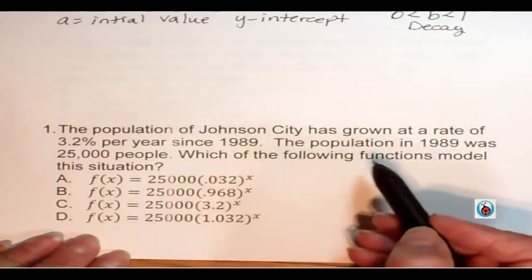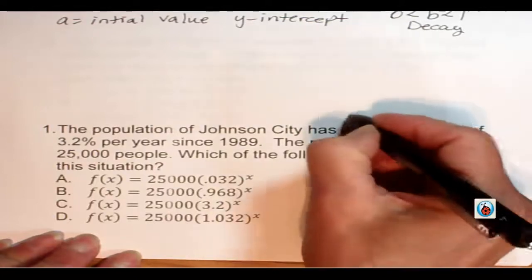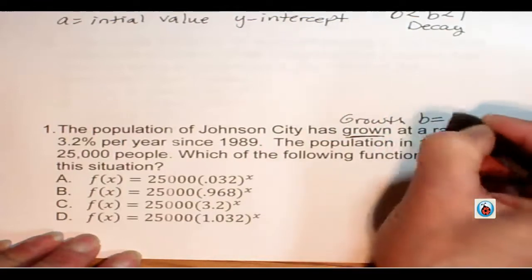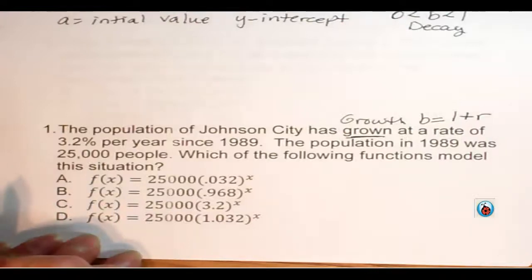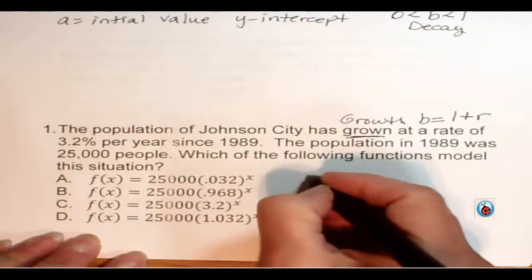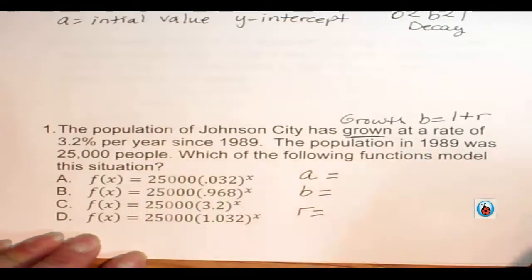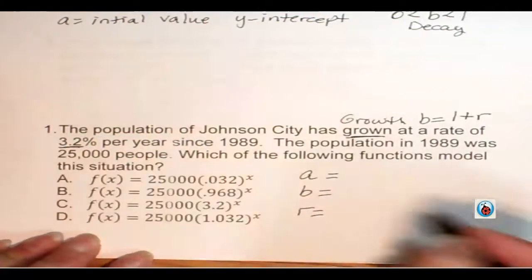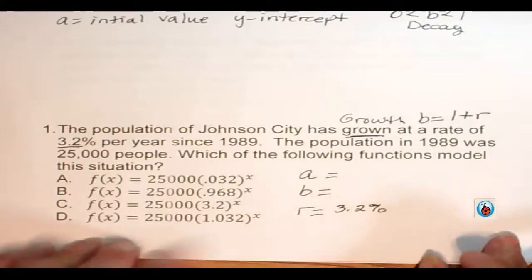It says the population of Johnson City has grown. Ooh, grown. You want to look for words like that because that means it's a growth. What that'll tell you is your b has to equal 1 plus the rate. All right, so it's a growth, so we're going to make sure we understand that. Let's see if we can find the a and the b. We definitely need the r on these. Okay, so it says growth rate of 3.2%. So this is my percentage. Let's change it to a decimal.